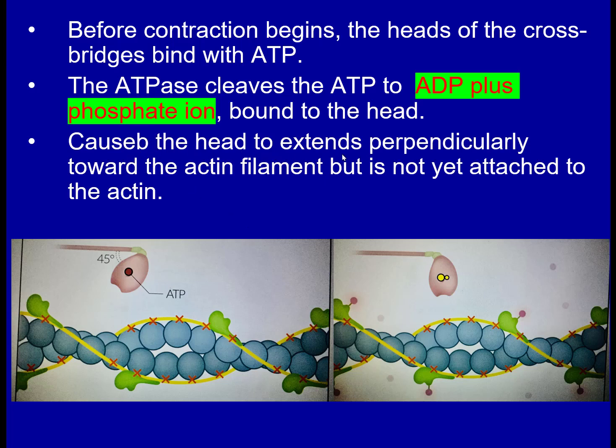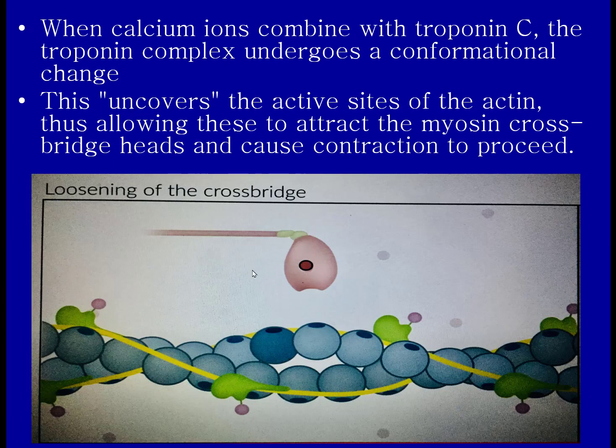Causes the head to extend, as I told you. When ATPase cleaves ATP to ADP, it extends the head to 90 degrees. When calcium ion combines with troponin C, the troponin complex undergoes a conformational change. This uncovers the active site of actin.